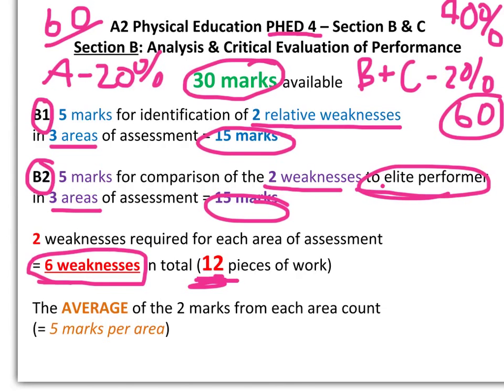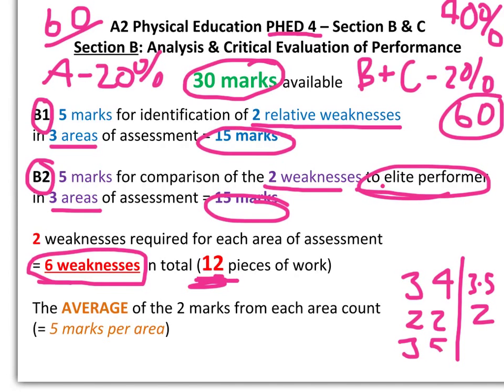So let's just say that you get 3 for area 1. You get 3 out of 5 and 4 out of 5. That gives you 3.5. So that's an average. Area 2, you get 2 and 2. So that will be an average of 2. Area 3, you get 3 and 5. So that will give you an average of 4 marks. So we would add up the 4, the 2, and the 3.5, which gives you 9.5, which we would round up at the end of each area to 10. So that'll give you a mark out of 10 out of 15 for B1, and then we would look at your marks for B2, again out of 15, to add to that.